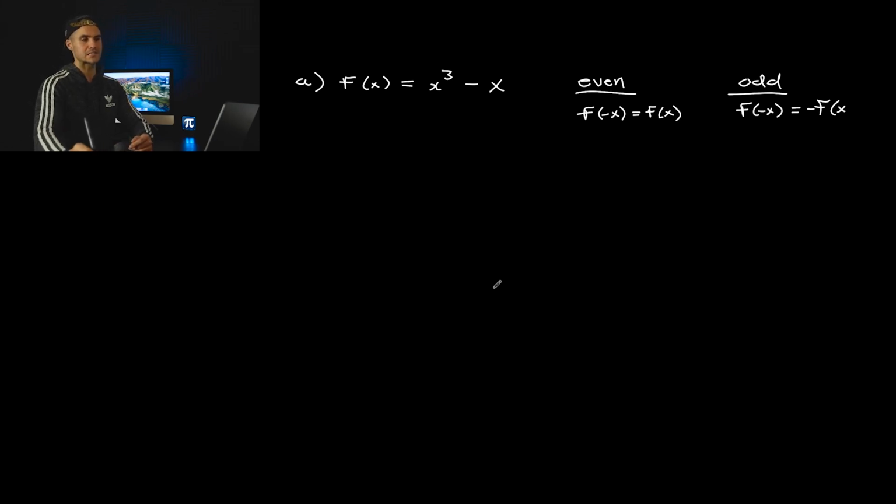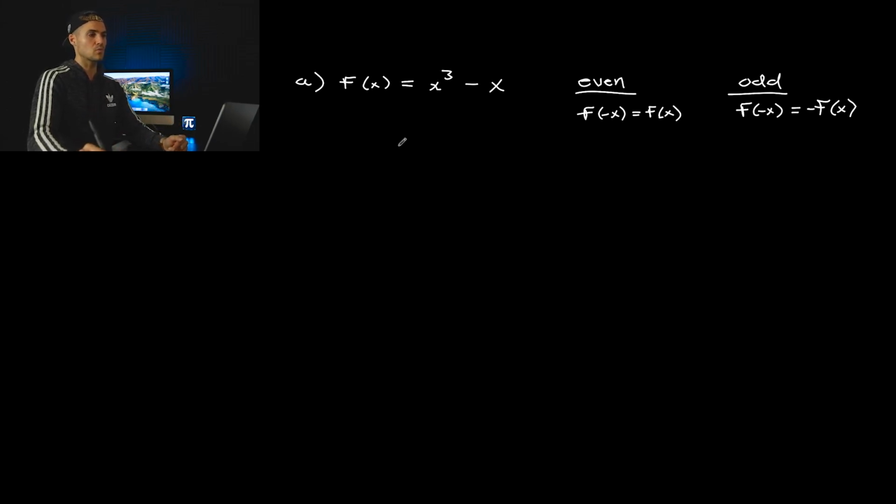As a quick recap, if you remember, a function is going to be even if the property f of negative x equals f of x holds, and it's going to be odd if the property f of negative x is equal to negative f of x holds. So these are the two properties we're going to be testing, and if neither of these properties hold, then it's going to be neither.